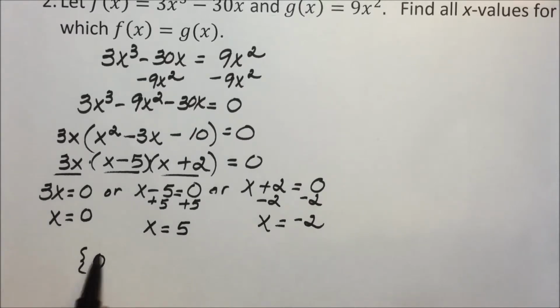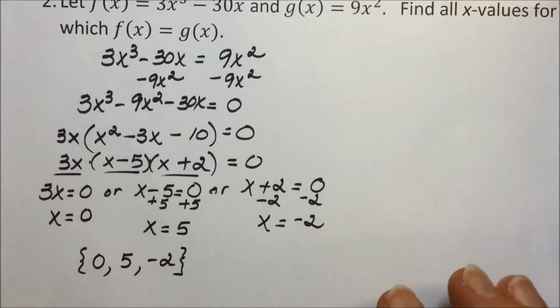That means our solution set contains 0, 5, or negative 2, which would be the values for which these two functions are in fact equal to one another.